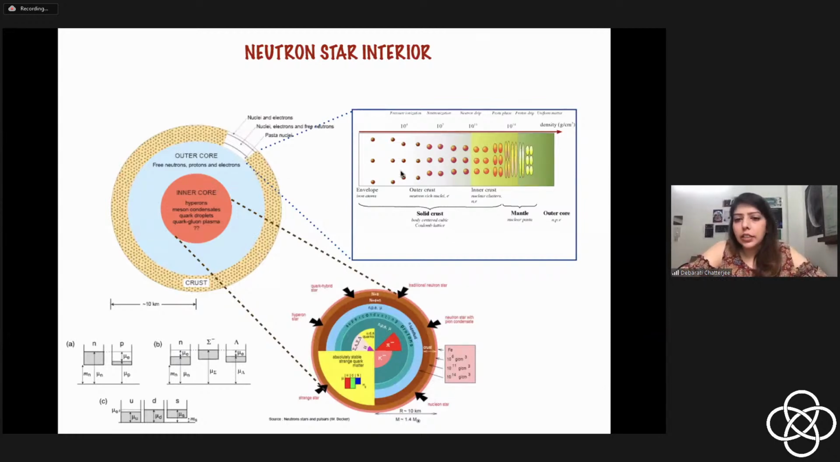The nuclei start to become more and more neutron rich. And at a certain point, it's also called the neutron drip density. So there are so many neutrons that there are also neutrons outside the nuclei now. So this part is called the inner crust. So you see here, the inner crust is now not only nuclear clusters, but also neutrons and electrons.